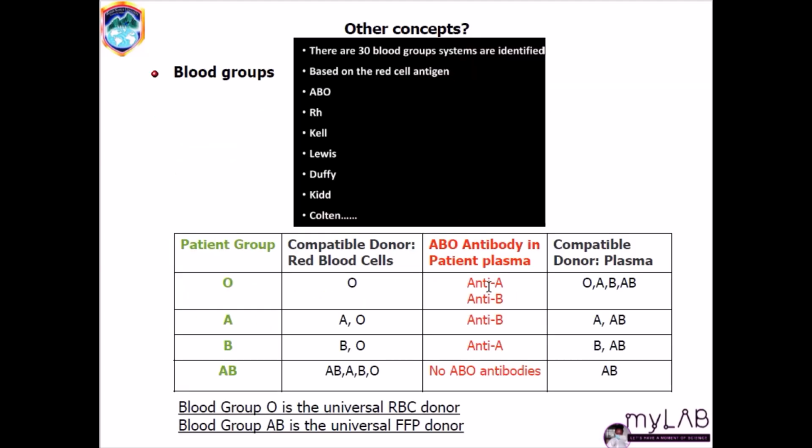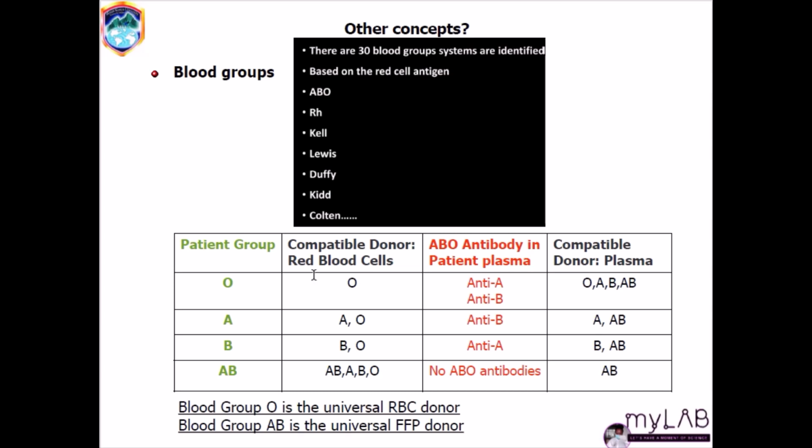Now, of course, this you have done before: the concept of blood groups, very important. We actually have so many blood groups, about 30, based on the red blood cell antigens. The major one, of course, is the ABO. We have the Rhesus, Kell, Lewis, Duffy, Kidd, Colton, and so many, around 30 of them. But the most important are usually ABO and Rhesus, because they are highly immunogenic and therefore easily recognized by the patient serum, so we have to check for compatibility to ensure that there are no transfusion reactions.